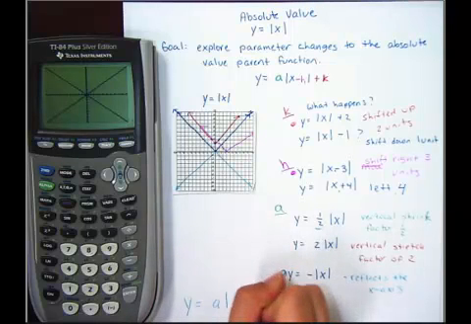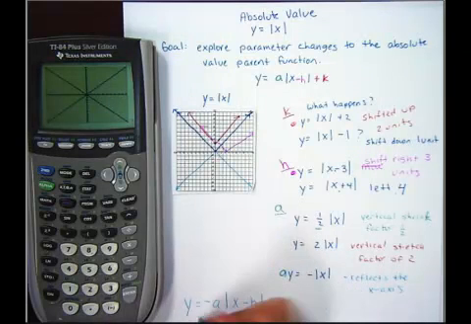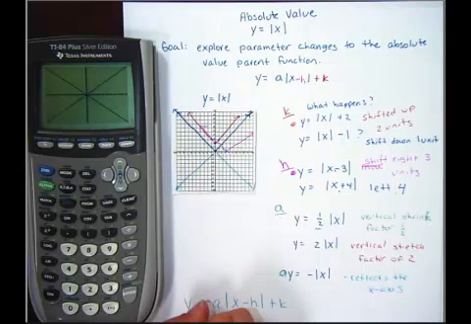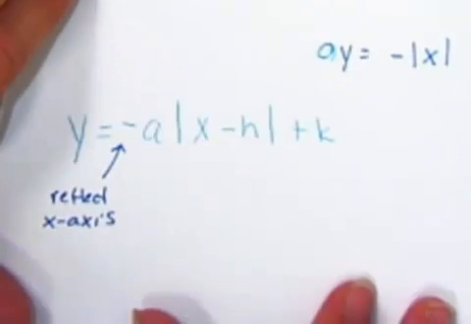So if you want to come back and take this equation, y equals a absolute value of x minus h plus k, sometimes I'll throw the negative in there, you can come through and just label all these pieces. So this is reflect x-axis. Oops, can't see what I'm doing, can you? So we reflect the x-axis.